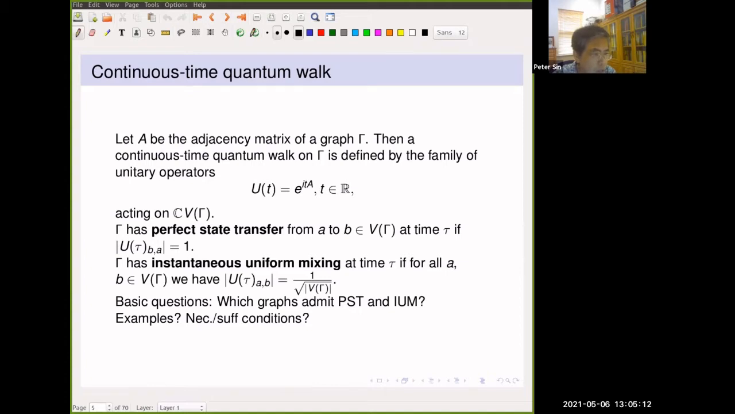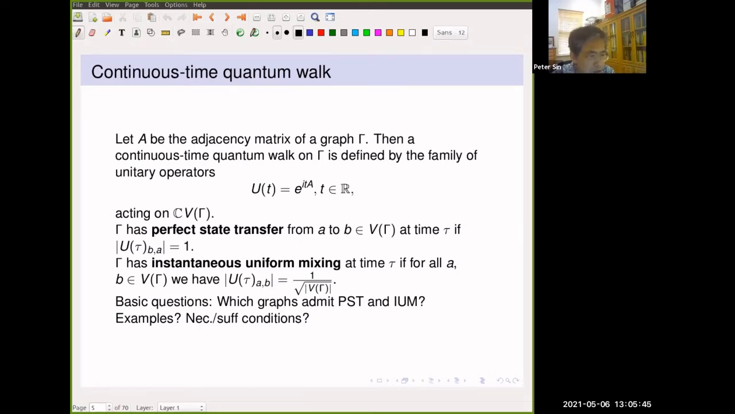We say that gamma has perfect state transfer from vertex A to vertex B at time tau if the BA entry of this unitary matrix has absolute value 1 at time tau. In that case, the other entries in column A will all be 0 because it's a unitary matrix. So that's perfect state transfer. That's one thing we'll be interested in.